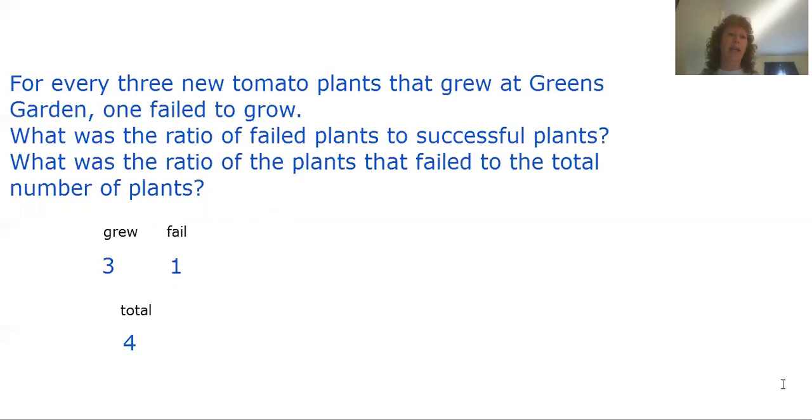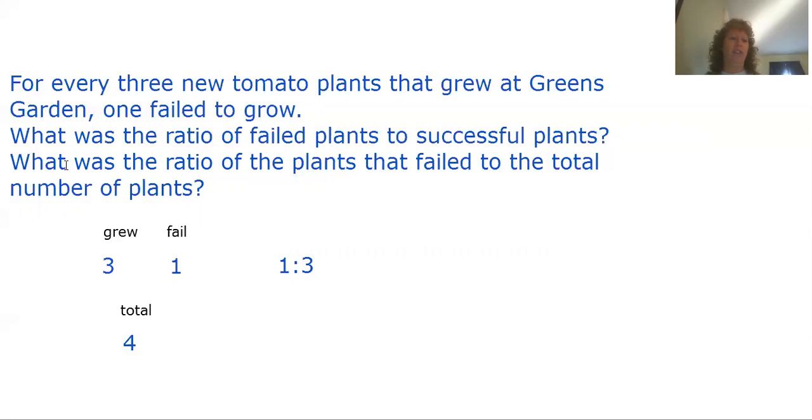For every 3 new tomato plants that grew at Green's garden, 1 failed to grow. What was the ratio of failed plants to successful plants? So I made a note over here that I had 3 new plants grew for every 1 that failed. So the ratio of failed plants, that would be 1, to successful plants, that would be the 3 that grew.